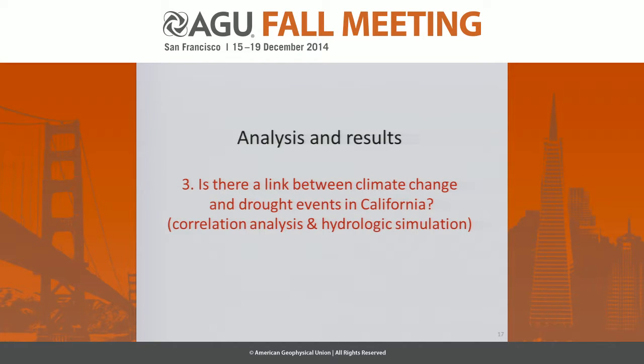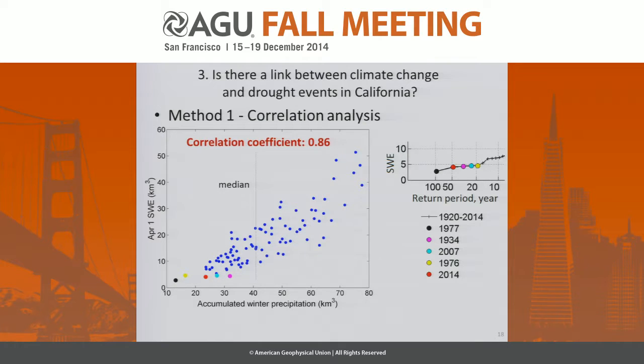So now we have already looked at the climate change and the severity of the drought last year. Our third and key question is, is there actually a link between these two? To answer this question, we first carried out a simple correlation analysis. This is April 1 SWE versus winter precipitation. We can see a very strong positive correlation between these two, which is very reasonable. If we mark out the 5 years with the lowest SWE, we can see that they're all located at the very low end of winter precipitation.